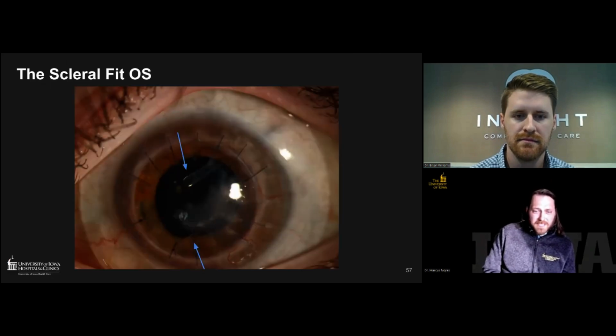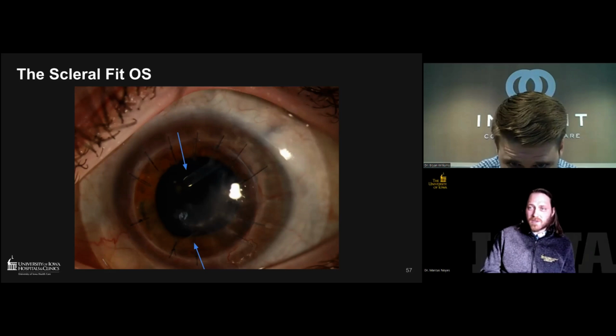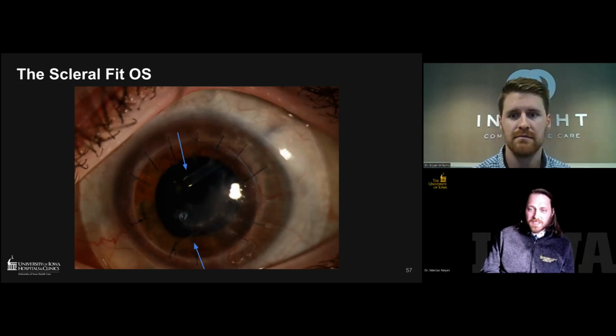And then for the left eye, here's a picture with both tubes. I have them highlighted by those blue arrows there. I hope you can see that inferior one through zoom. But this is with that curvy scleral lens over top of it. And as you can see, it fits like a glove.